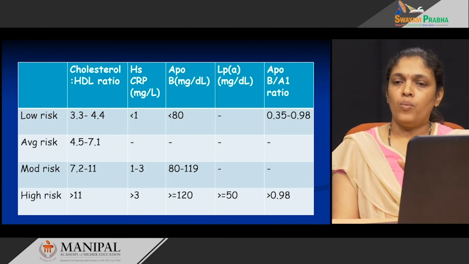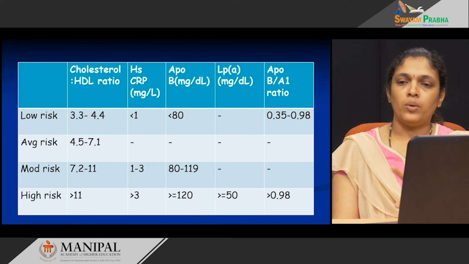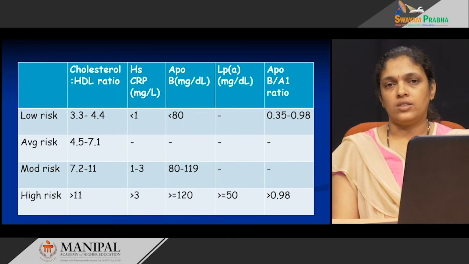ApoB should always be less than 80. If it is more than 120, you have a high risk. Lipoprotein A normally has no normal levels, but if it is shooting above 50 milligram per deciliter, that is again dangerous. The ratio of ApoB to ApoA1 should be between 0.35 and 0.98, but if it is above 0.98, that again is a high risk of coronary artery disease.